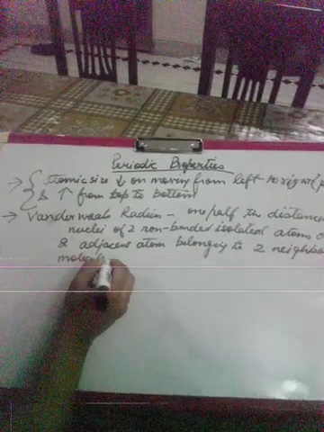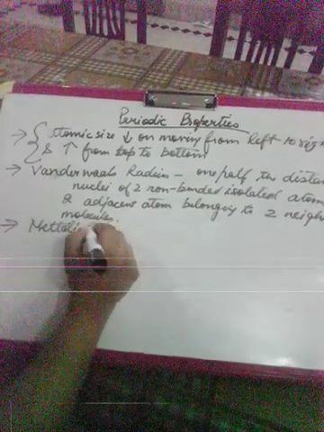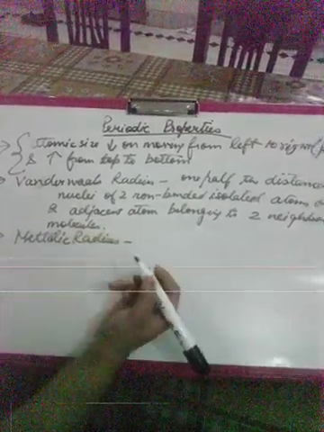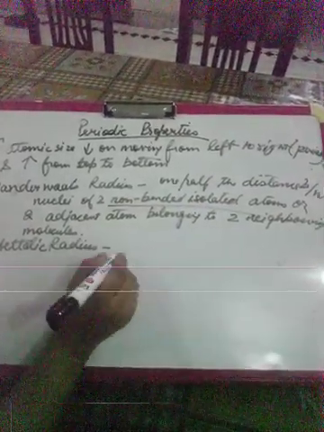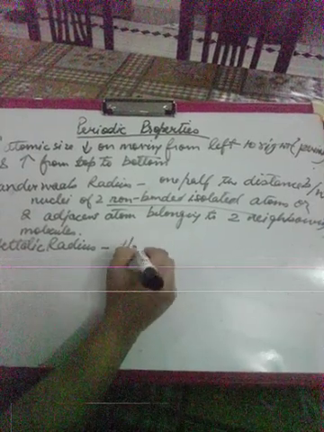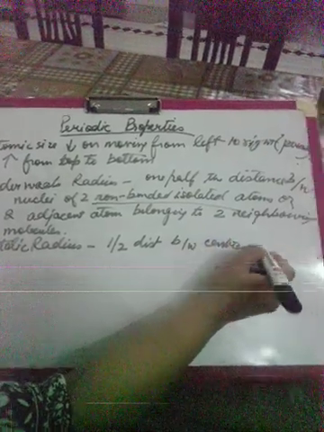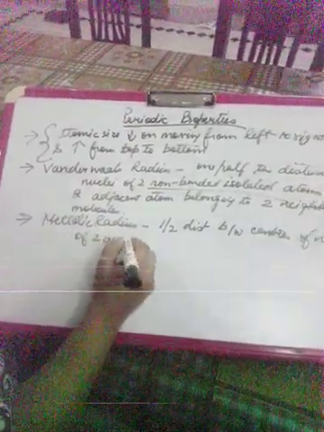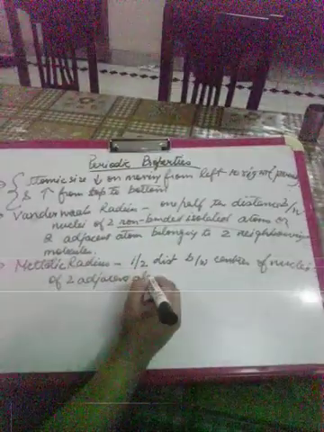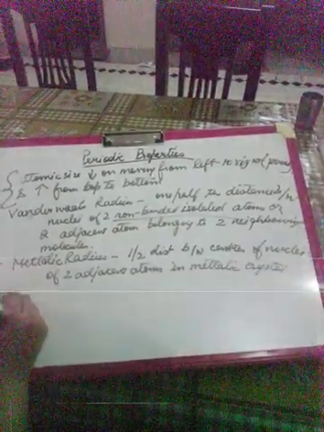These are different because van der Waals radius usually applies when there are non-bonded atoms. Metallic radius applies when there are metallic crystals. It is also 1/2 the distance between the centers of the nuclei of two adjacent atoms in a metallic crystal. The only change is that here it is in a metallic crystal, whereas before it was for non-bonded isolated atoms.